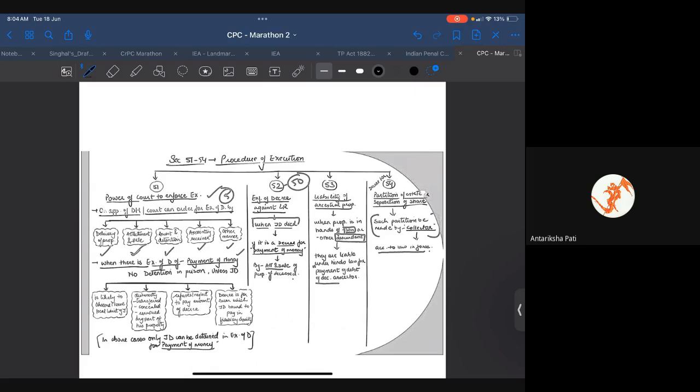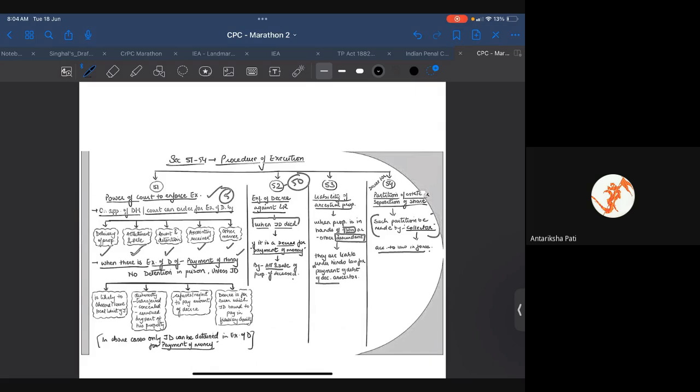So if these are done, then only detention in prison can be done. Otherwise, detention in prison cannot be done. Okay. Now, in the above cases, the judgment debtor can be detained in prison in execution of a decree for payment of money. In other cases, it cannot be done.